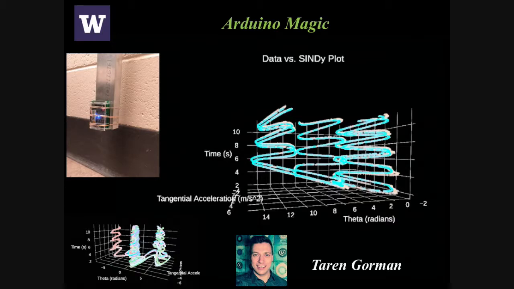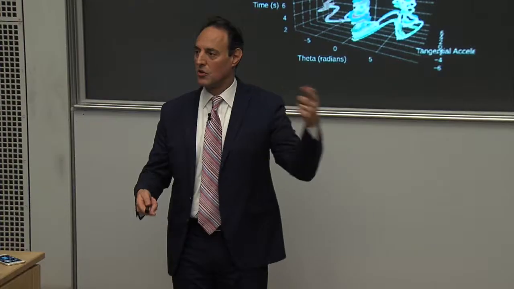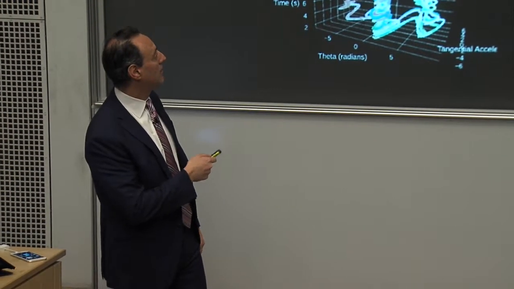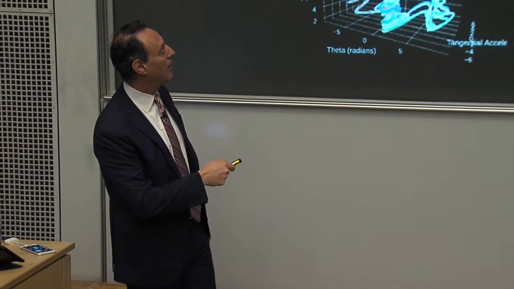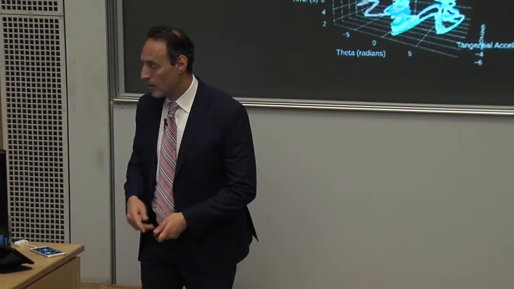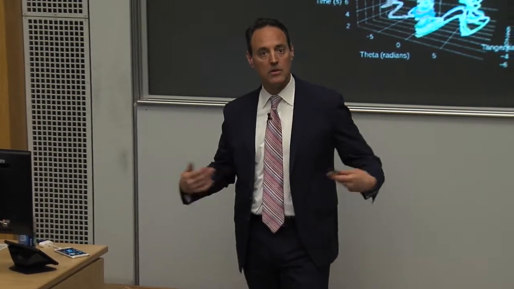This is work with Taryn Gorman, who just graduated. He built this setup right across the street in the ME lab. He said, let's take the accelerometer readings, just like if you were to attach your cell phone to this thing. Just take the cell phone accelerometer readings as this thing is going around. We can look at the trajectories. Here they are. And then the question is, can we discover the equations of the pendulum?